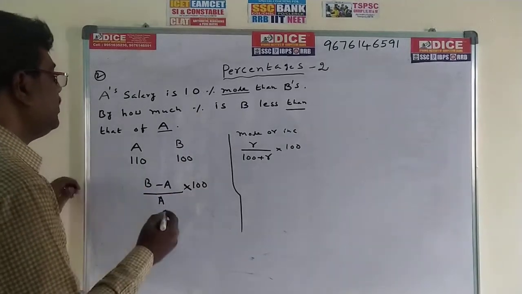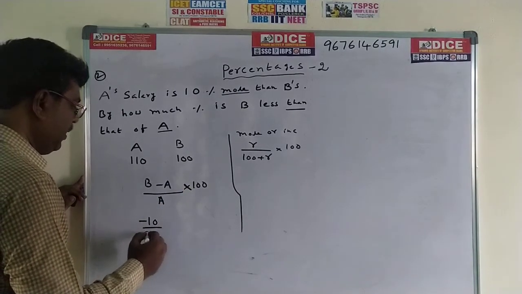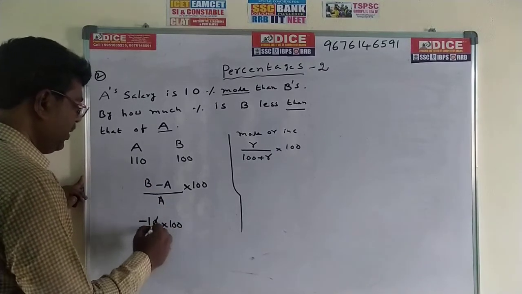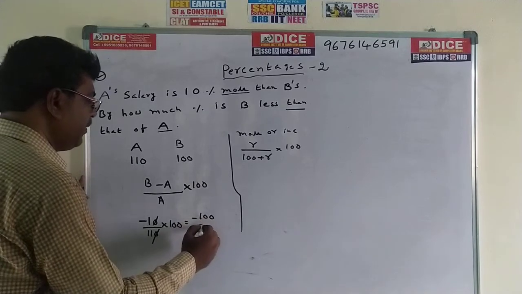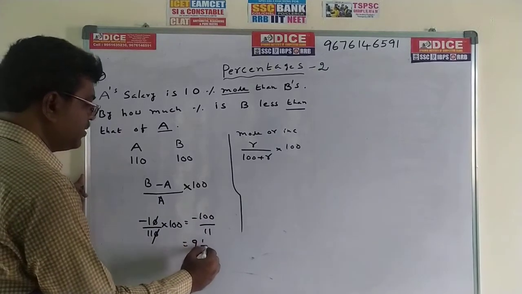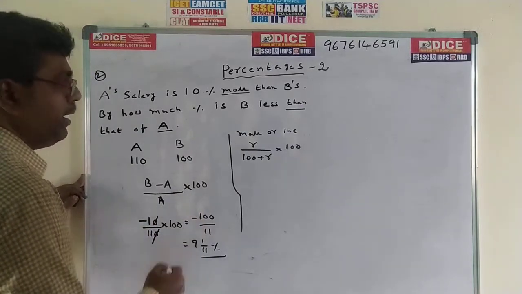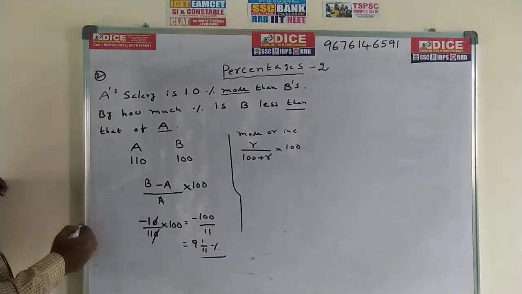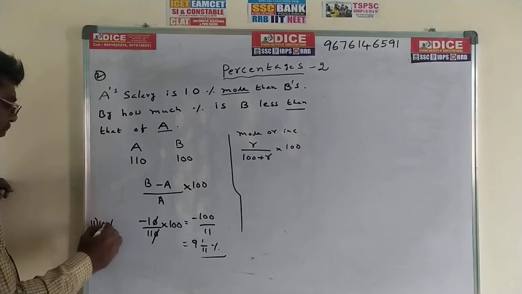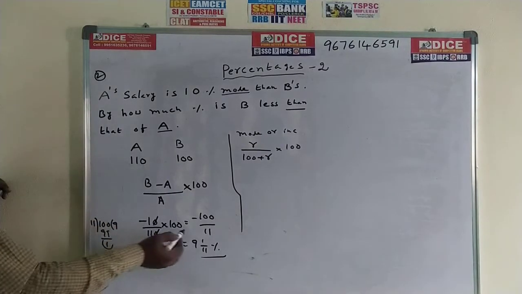So (B minus A) into 100 means we will get a negative, since it is "less than." That is minus 10 by 110 into 100. The 0s cancel, the answer is minus 100 by 11. We can neglect the negative, because "less than" already gives negative. So by writing as a mixed fraction, the value is 9 1/11. How to find the mixed fraction: divide 100 by 11. 11 nines are 99, remainder is 1. We can write 9 1/11.